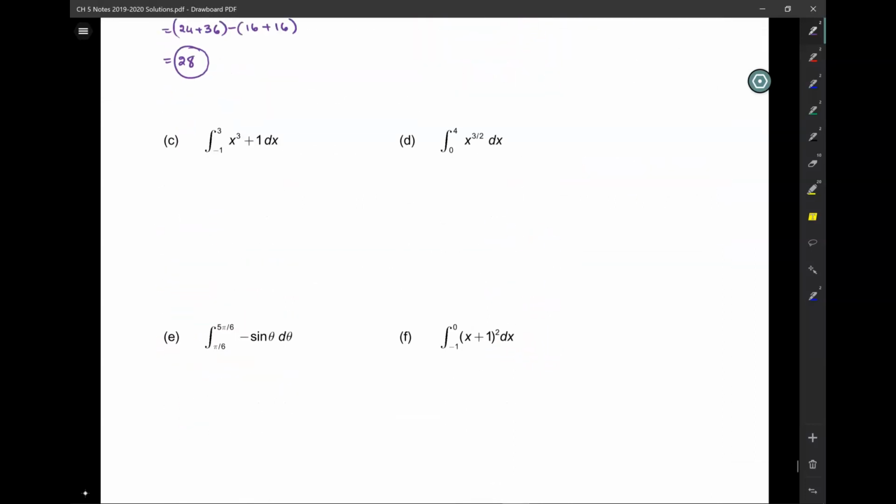Here, this is just the power rule, plus x. Now all of this applies to the bounds, so it's negative 1 to 3. So this is going to be 81 over 4 plus 3, minus 1 over 4 minus 1.